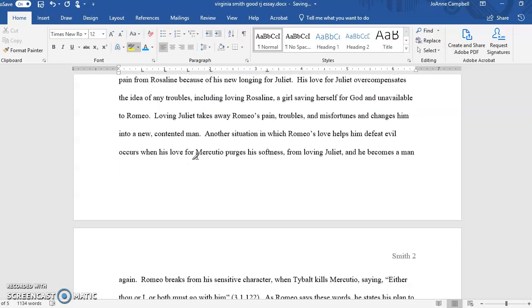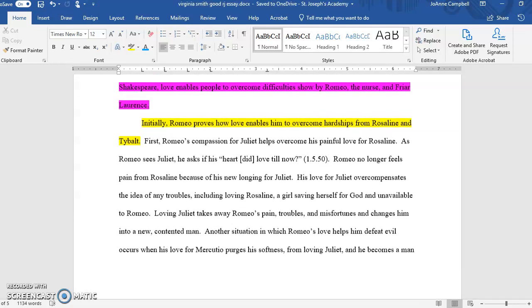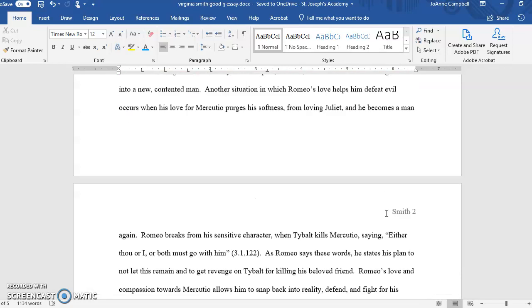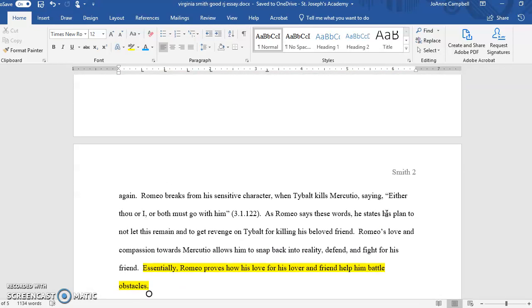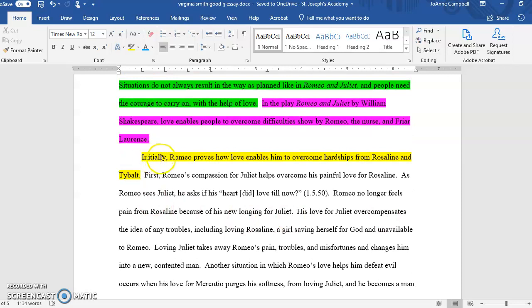Now, before I read the next part, I'm going to slide down because I want to highlight the last sentence in the same color. Okay, because this, essentially, Romeo proves how love for his lover and friend help him battle obstacles. So it's a summary sentence because each and every main body paragraph, you have to start with the topic sentence and end with a summary sentence. So it's like a little mini essay in each main body paragraph. Okay, so again, main body paragraph starts with a transitional word.